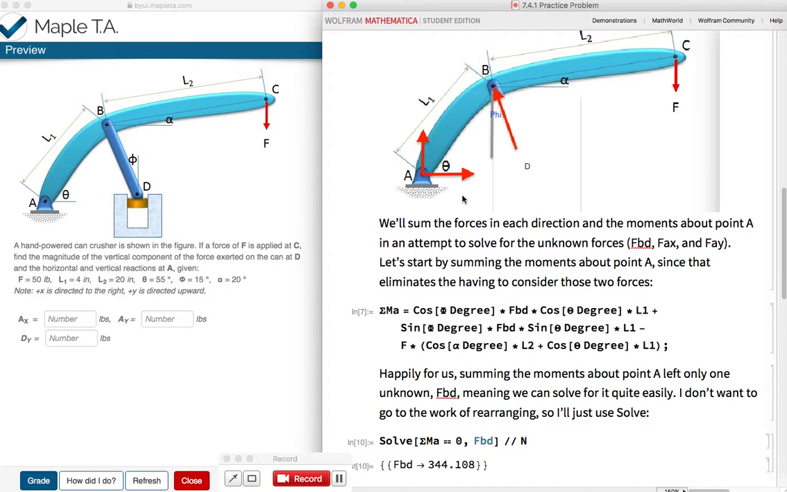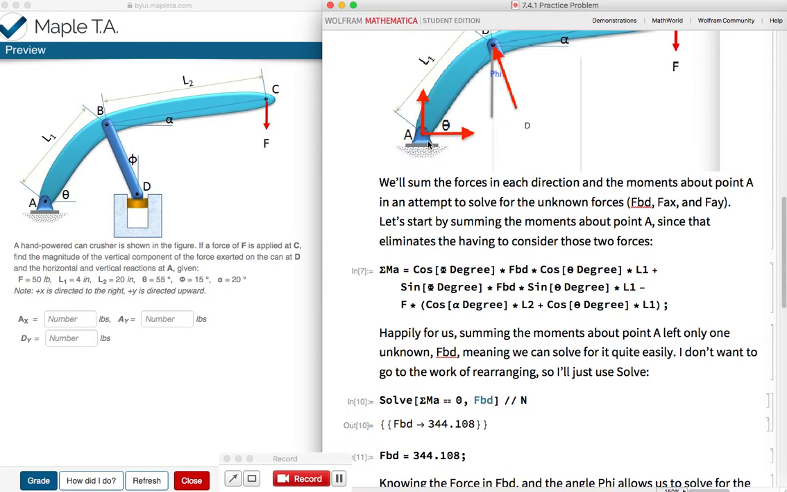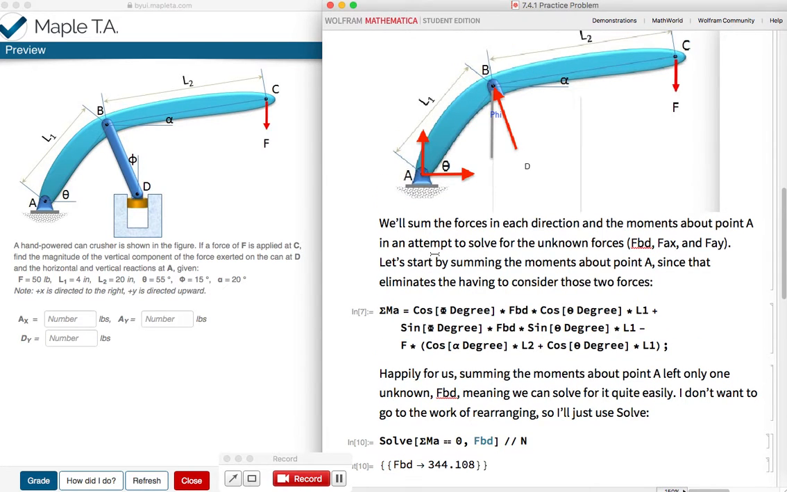I would advise trying solving for moments first, and I would try at about point A, just because that will eliminate these two forces. We won't have to consider those in our moment calculation, and it just works out really well. So I'm just going to tell you that kind of straight up. So let's start by summing moments about point A, and this can get a little bit complicated, so I'll kind of walk through it with you.